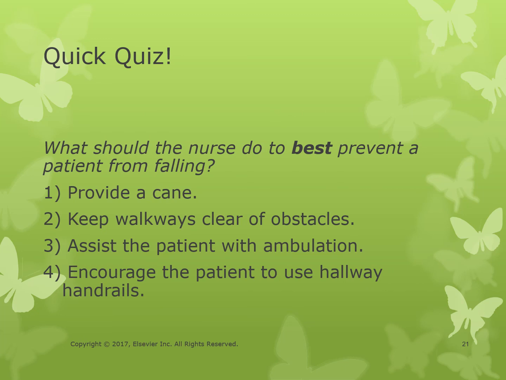What should the nurse do to best prevent a patient from falling? It is number 3. Number 1, the patient may not need a cane. Number 2, although this should be done, it's not the best prevention of the options presented. And number 3, this widens the patient's base of support, which improves balance and decreases the risk for a fall. Number 4, although this should be done, it is not the best intervention of the options presented.